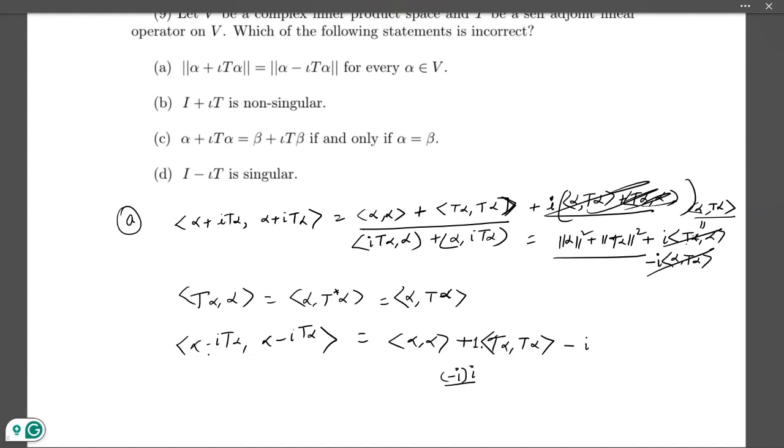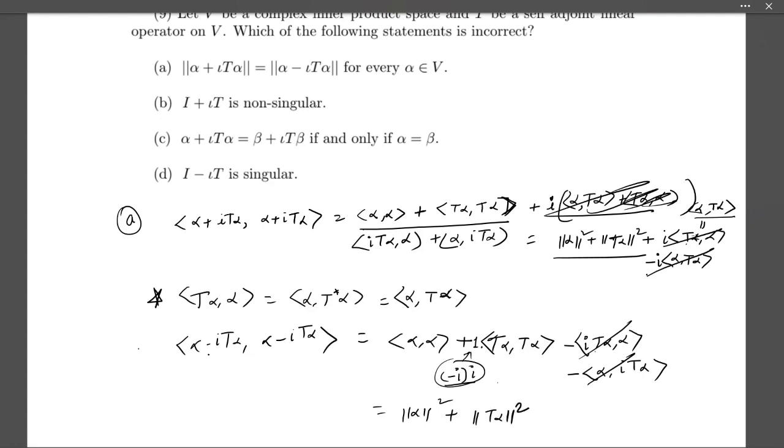And here you have minus I T alpha, minus alpha, I T alpha. Again, T can go from the first coordinate to the second, like this calculation. This is, let's say, star. So they will cancel out, okay? And you are getting norm alpha squared plus norm T alpha squared. So both are the same from this and this. This option is correct.